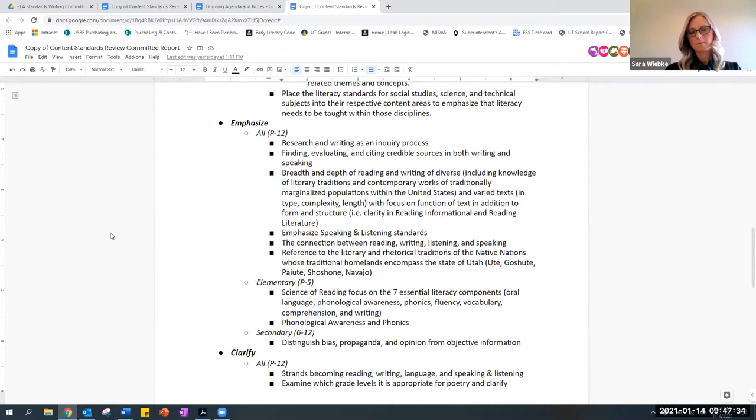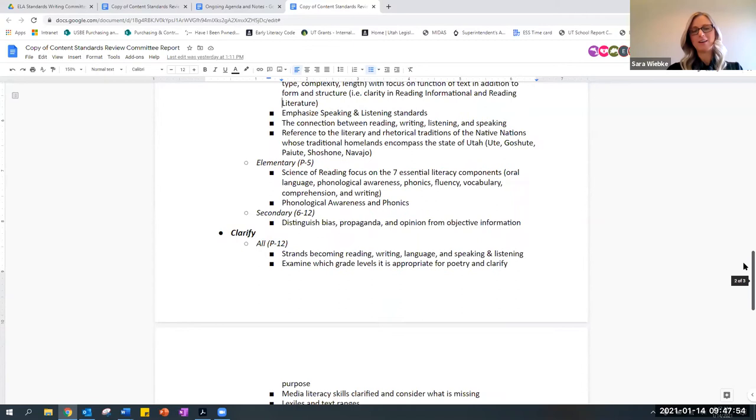Any questions or comments around the emphasize section, on things that the review committee really felt needed to be more emphasized within our standards? Okay, seeing either a no or a blank stare, which also means no. I'll be moving on.